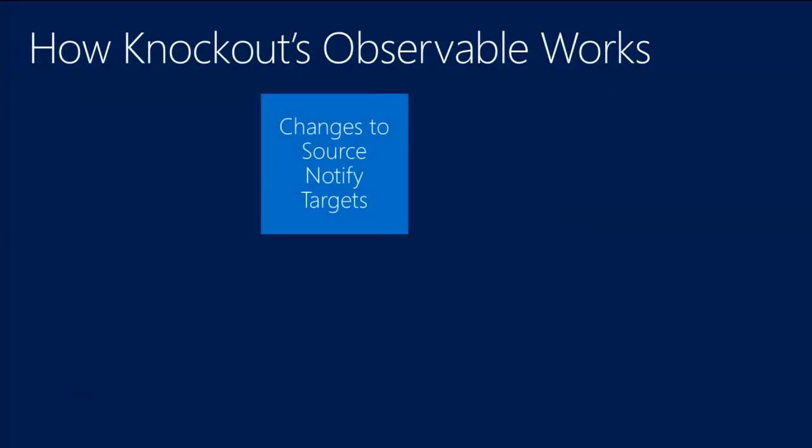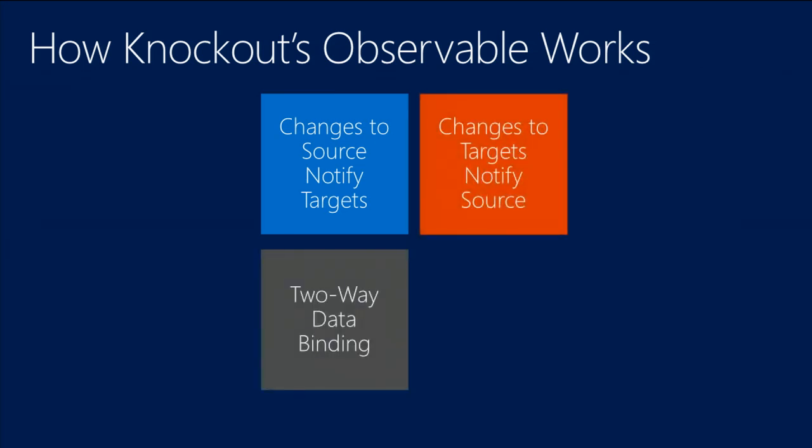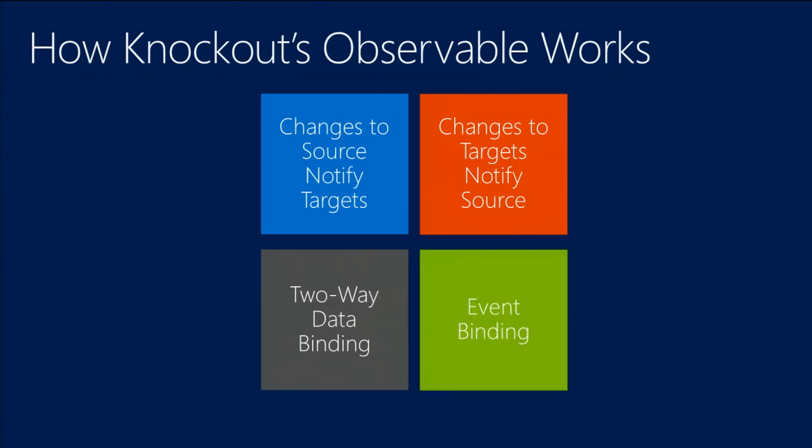So the way the observable works is that changes to the source, your JavaScript, are going to notify the target. And vice versa, anything that changes in the target is going to notify the source. That's basically HTML to your JavaScript. You're going to get two-way data binding by using an observable. It's going to automatically update both ways. And you can bind to events. This is actually cooler than the XAML world, in my opinion.